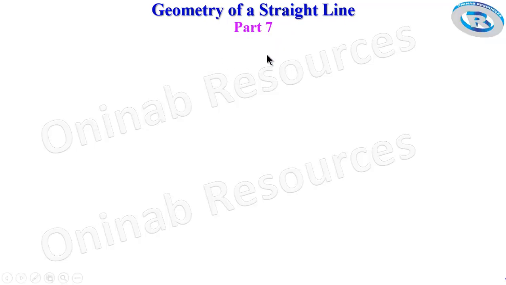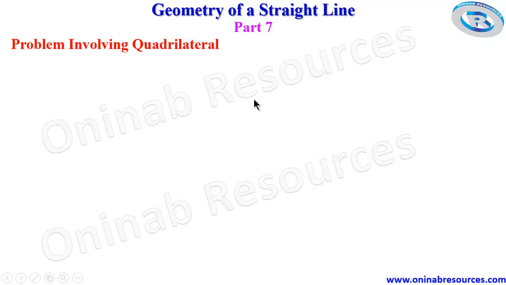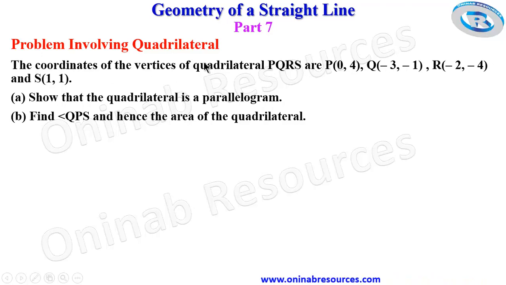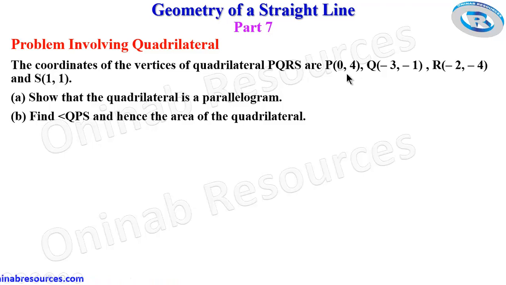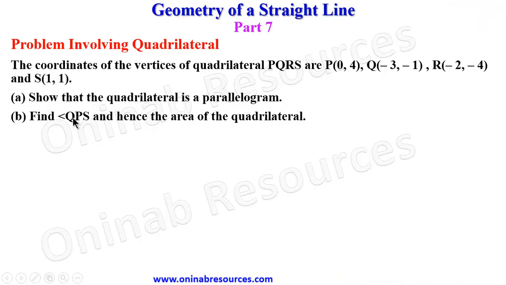So in this video, we'll be looking at problems involving quadrilaterals. The coordinates of the vertices of quadrilateral PQRS are P (0, 4), Q (-3, -1), R (-2, -4), and S (1, 1). A. Show that the quadrilateral is a parallelogram. B. Find angle QPS and hence the area of the quadrilateral.